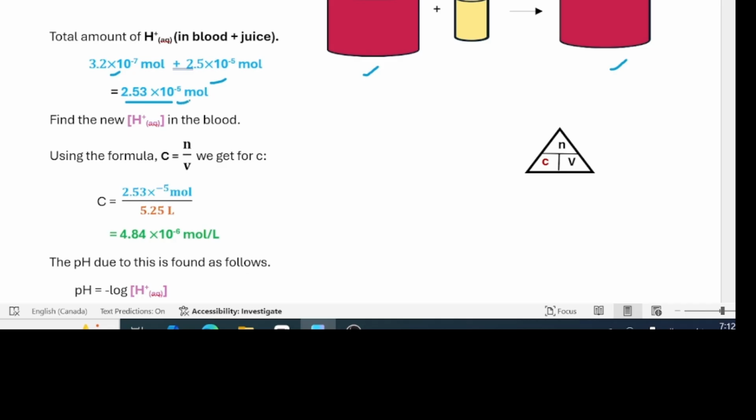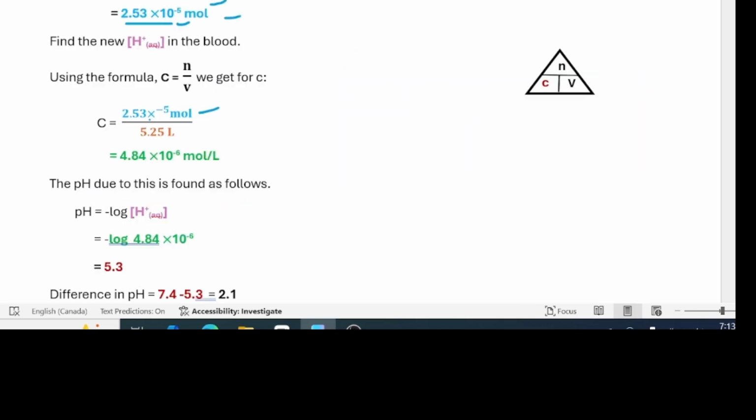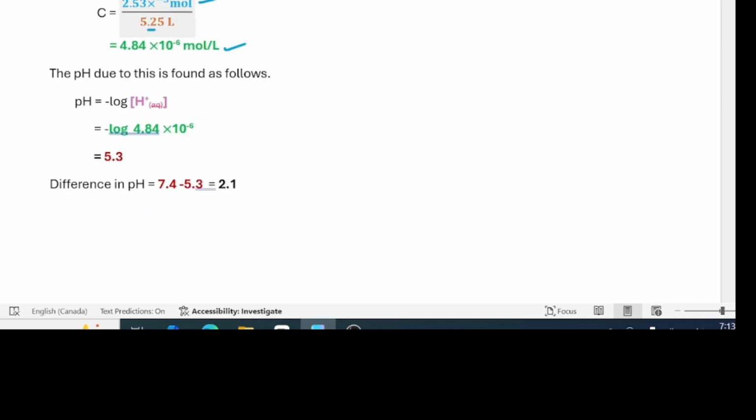So the new hydrogen ion concentration will be equal to, using this formula, C equals n over V. We know the total amount is that, and we divide it by the new volume here, which is this. It turns out to be that concentration of hydrogen ions in the blood. Now we can find the new pH of the blood by doing a negative log of the new hydrogen ion concentration. pH is equal to negative log of 4.84 times 10 to the negative 6. It turns out to be 5.3.